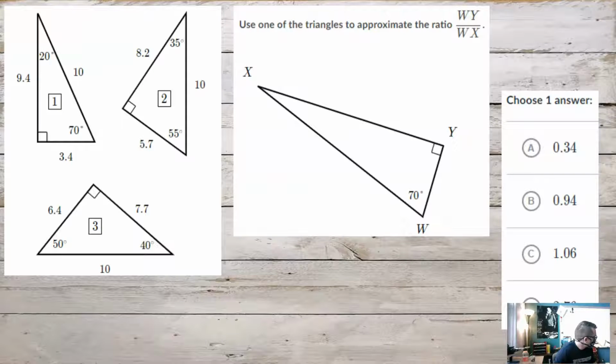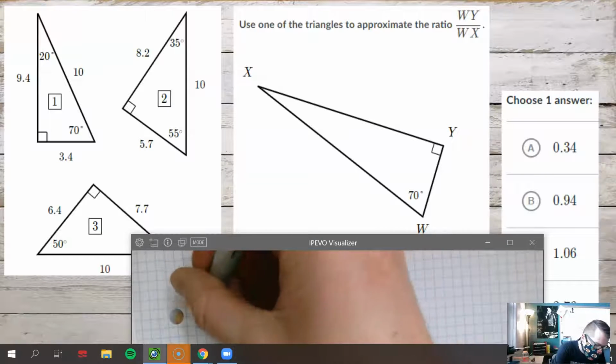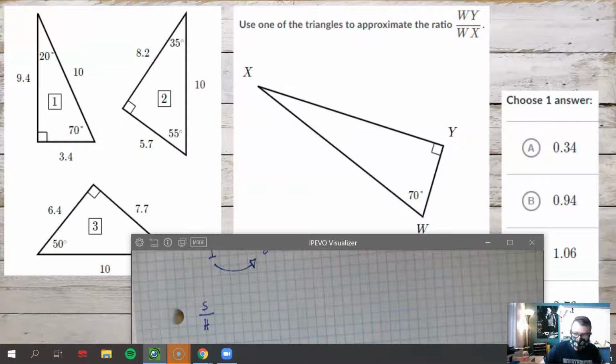We first have to ask, what is WY over WX? What's that going to be, Ellie? Is it short to long, short to hypotenuse? What is WX? It's short to hypotenuse. Sometimes in my notes, just to keep things straight, I will write short to hypotenuse, because I use S, L, and H: short, long, and hypotenuse. So what we're comparing is short to hypotenuse.